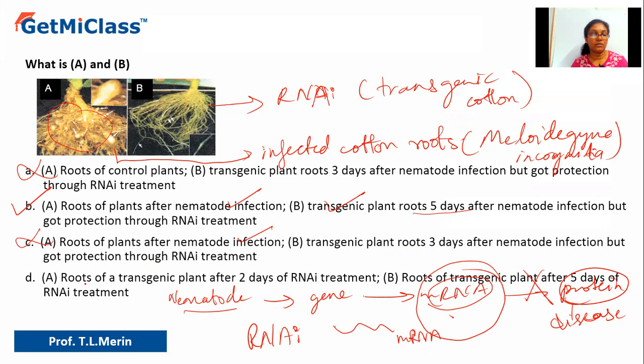Option D says A is roots of transgenic plant after 2 days of RNAi treatment. No, because if A is a transgenic plant, it should have been healthy. But here it is infected. So here itself we can discard. So what is the correct answer? The correct answer is option B. I hope you understood the explanation.